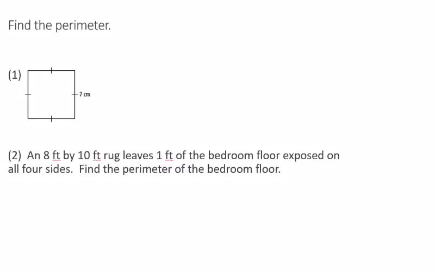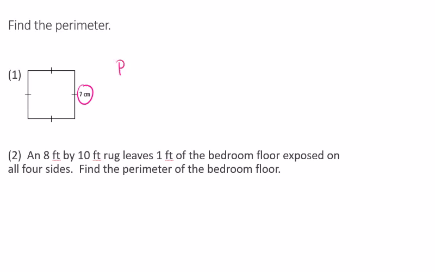Right, so let's see a few examples here. Number one, we're looking for the perimeter. For number one, we have a square, and I know that because all the sides have one tick mark, right? So all the sides are equal. And I know one of the sides is 7 centimeters, and I remember the formula.